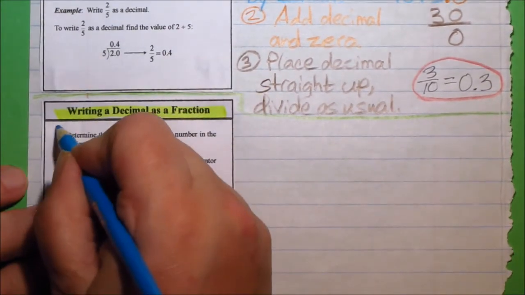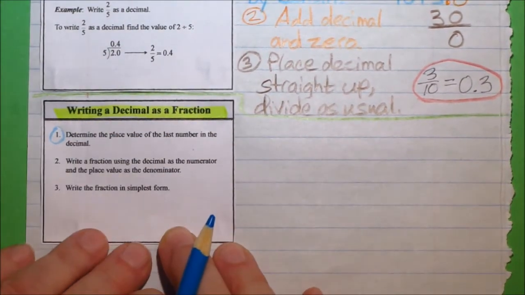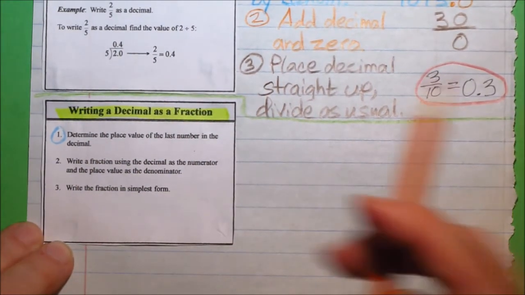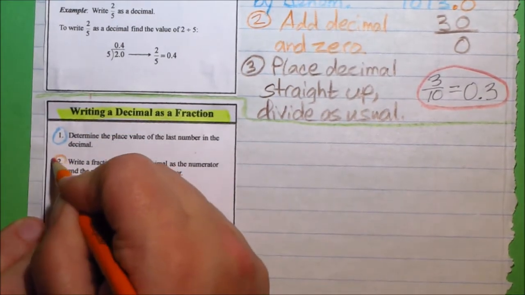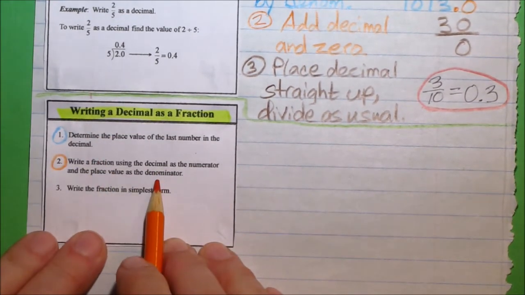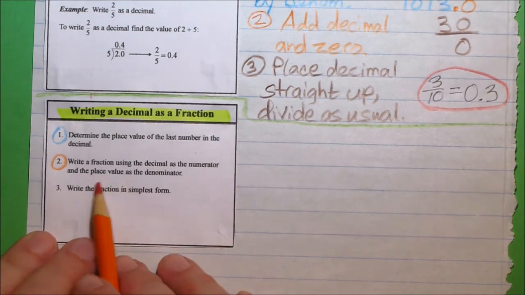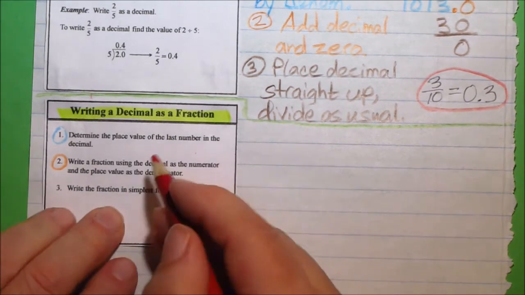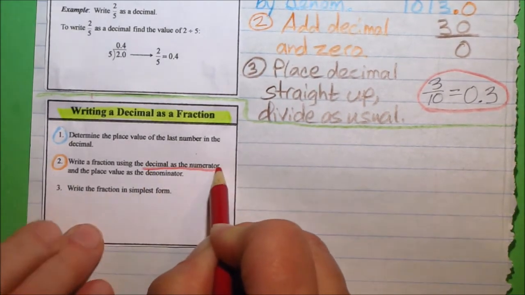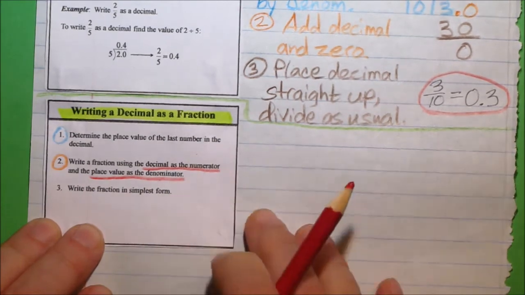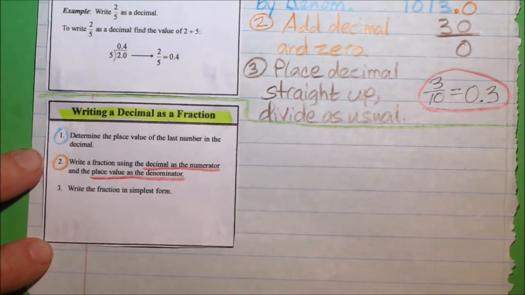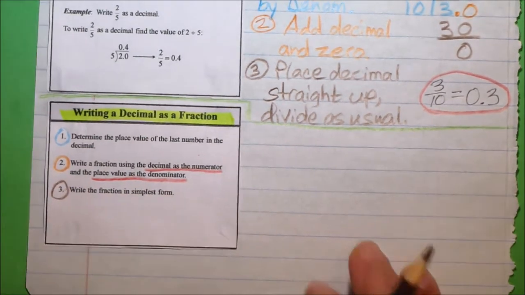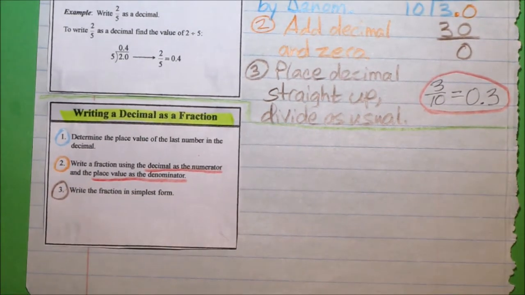first we determine the place value of the last number in the decimal, right? And we've done this before. And then 2, we will write a fraction using the decimal as the numerator and the place value as the denominator. So let's underline that. Decimal as the numerator, place value as the denominator, right? That'll make more sense as we do the example. And then last, we check to see that the fraction is in its simplest form. It doesn't need to be simplified.